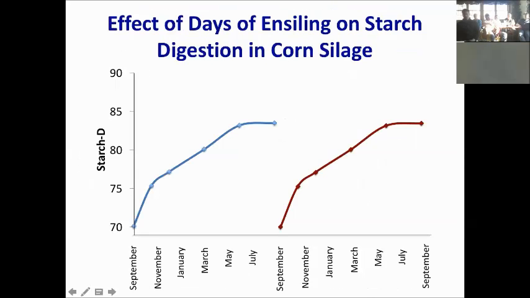Now, of course, what this means for you as a producer or as a feeder is that if you're starting in September and you're harvesting and starch D in your harvested crop is 65 to 70%, but it increases over time, this is what you see. But now you're faced with the dilemma of what happens when you're out of that corn silage and you have to switch to new silage.